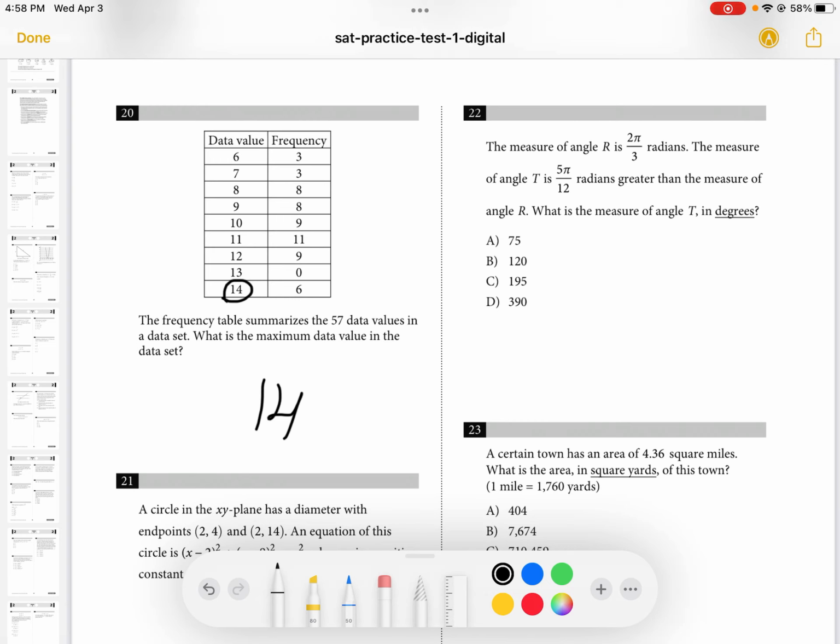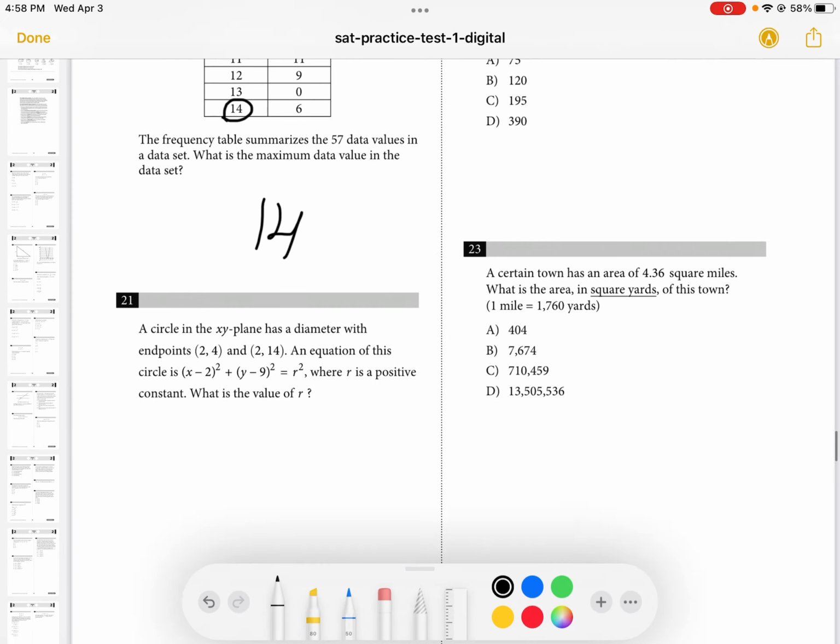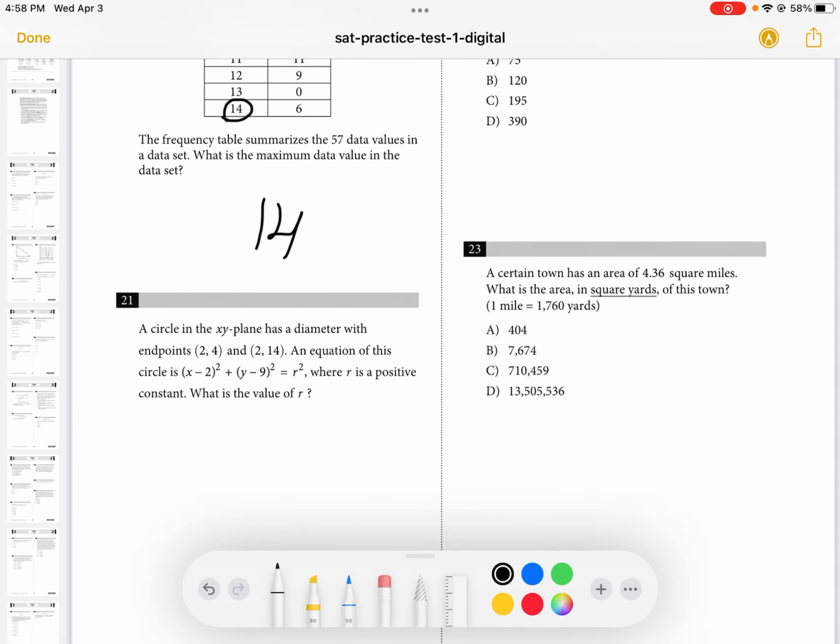Oh, wait, I skipped a question. Question 21. A circle in the xy plane has the diameter with endpoints (2, 4) and (2, 14), and the equation of this circle is (x minus 2) squared plus (y minus 9) squared equals r squared, where r is a positive constant. What's the value of r? Okay, so we know our circle center is (2, 9), and we know the two endpoints of this diameter are (2, 4) and (2, 14).